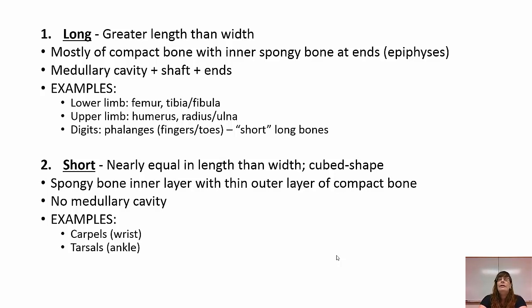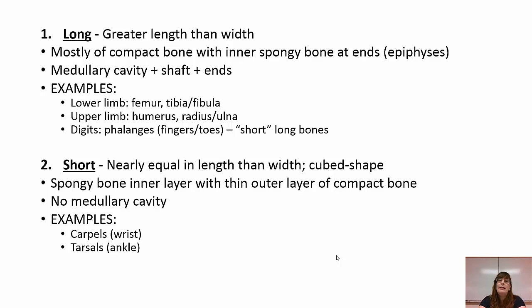Examples: the femur, the tibia, the fibula in your lower limb, in your upper limb, the humerus, the radius, and the ulna. And then, of course, our phalanges, the fingers and toes. Those are actually long bones. A lot of people will look at the phalanges and think they're considered short bones because they're so short. But remember, long bones are just longer than they are wide, and your phalanges are longer than they are wide, so they're officially long bones.